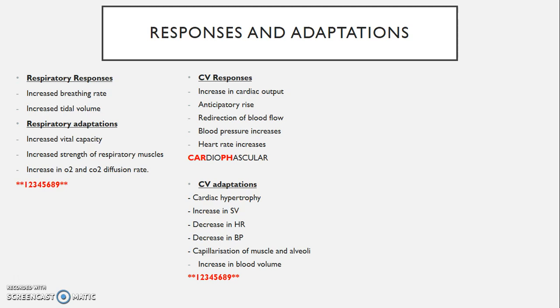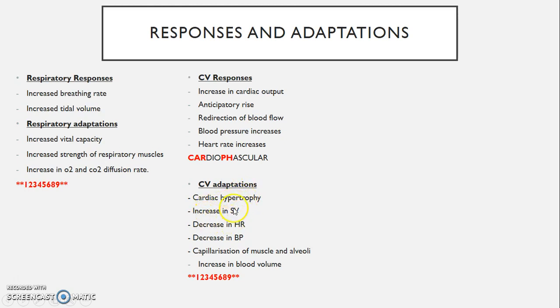You remember the CV responses by cardiovascular as opposed to vascular, i.e. CAR, DIO, and then the PH. The C stands for cardiac output, A anticipatory rise, R redirection of blood flow, P pressure, blood pressure increases, H heart rate increases. Cardiovascular adaptations, we get cardiac hypertrophy, i.e. the heart gets bigger and stronger, specifically the left ventricle wall. This increases our stroke volume.